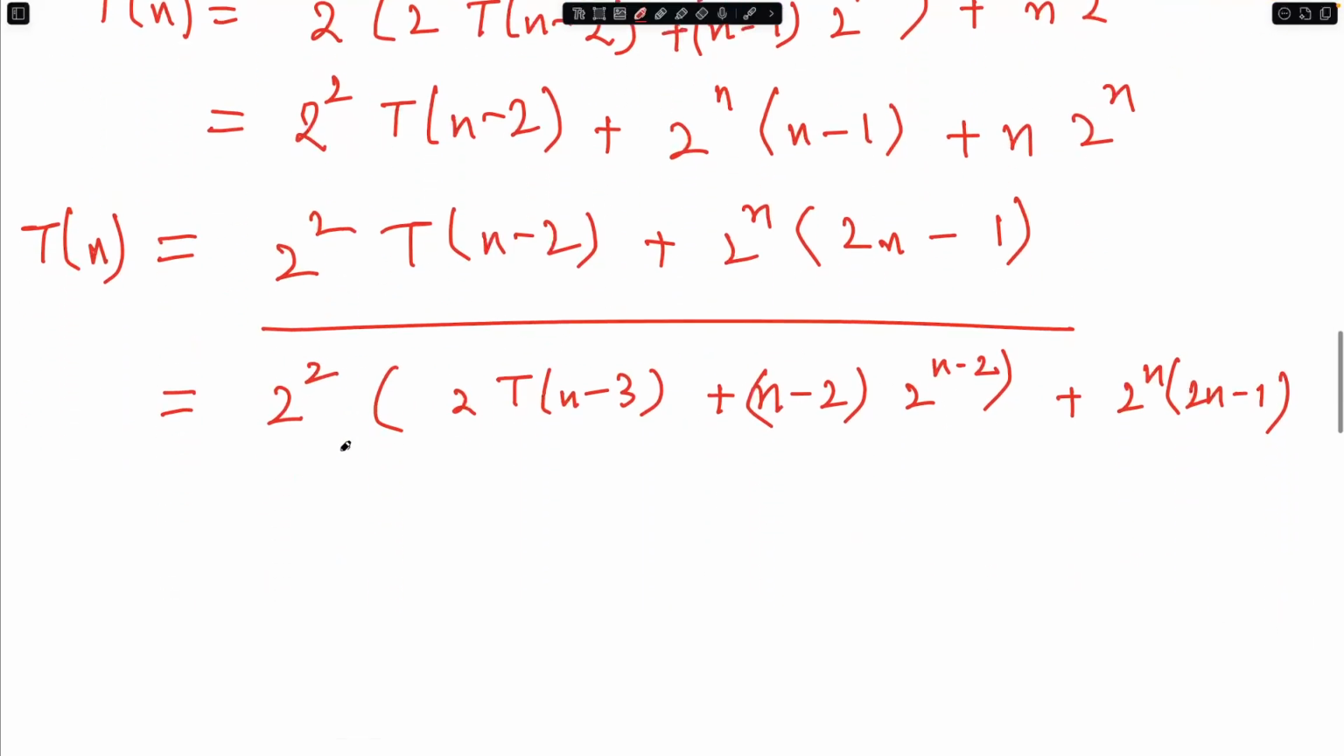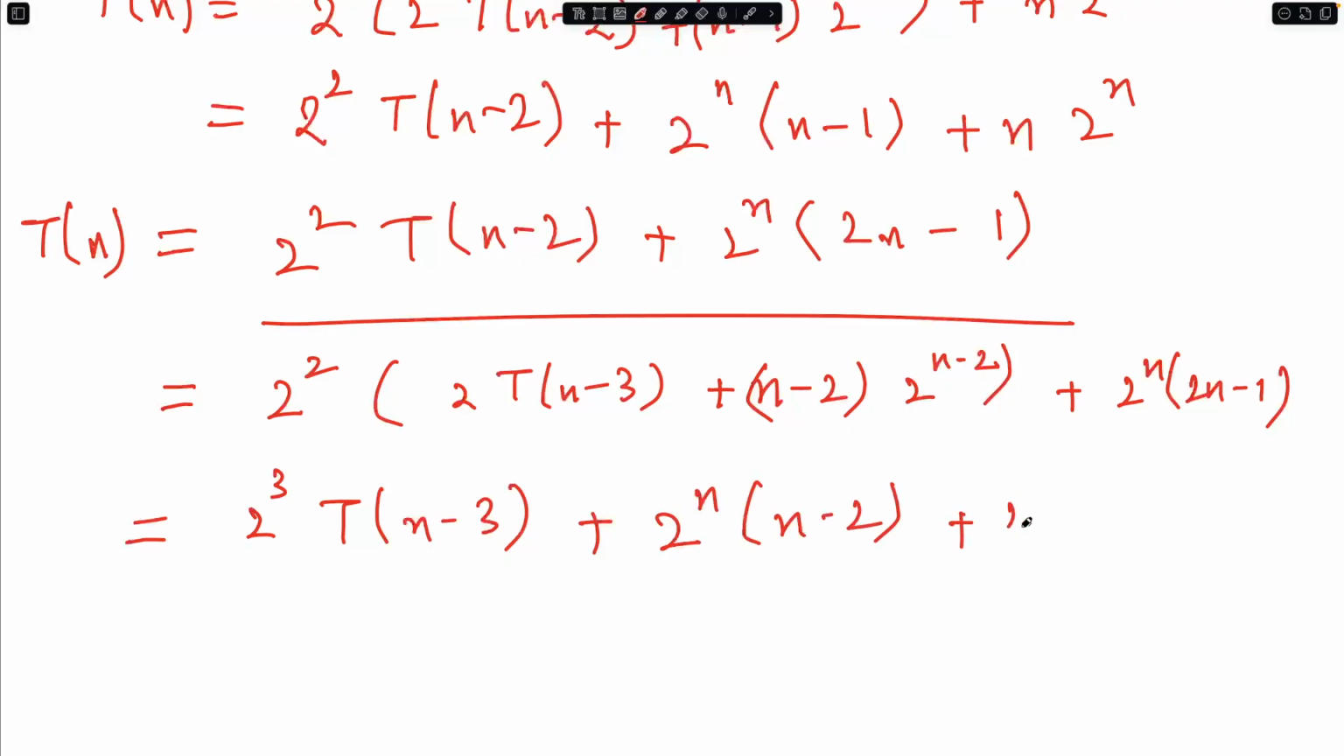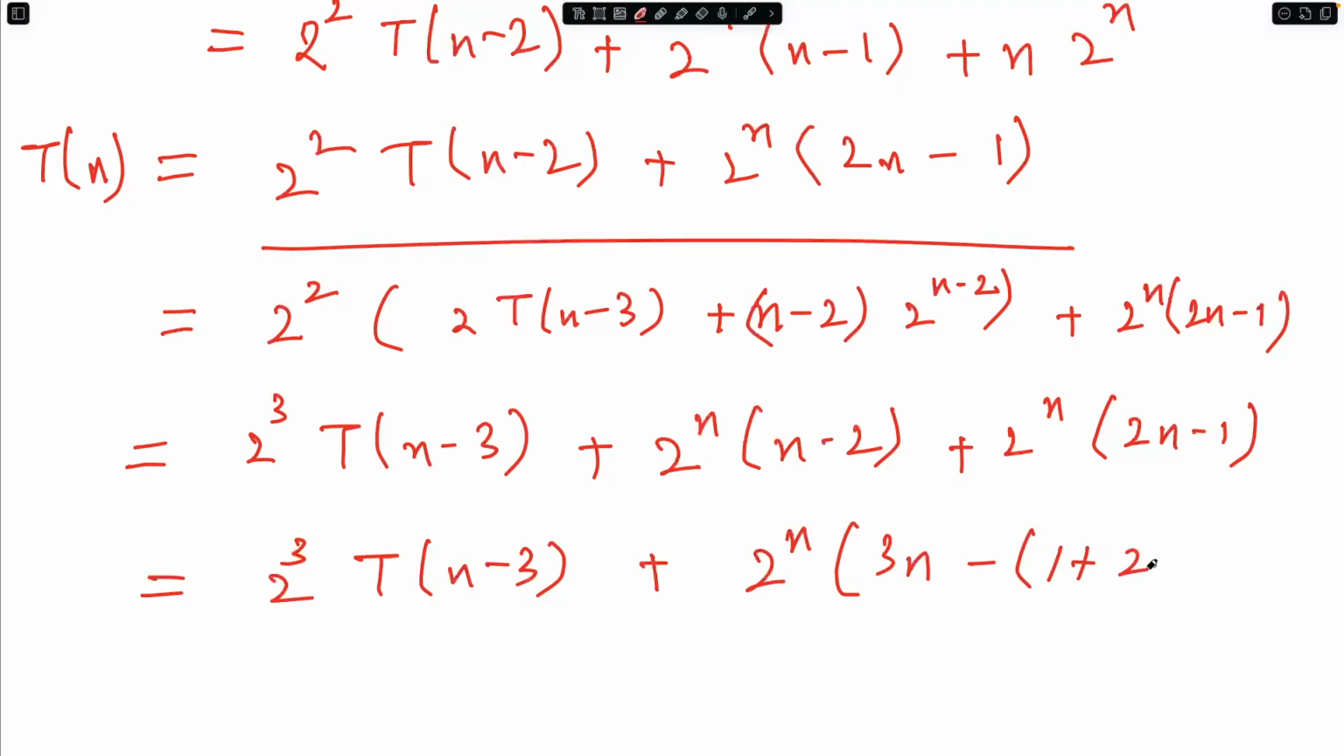Now let's simplify this thing, right? If I were to multiply this over here, this n minus 2 is going to vanish, right? So let's do that, and this multiplied directly with this is going to give me 2 cube Tn minus 3 plus 2n(n minus 2) plus 2n minus 1, right? Once we have this, we can take this and this common to simplify it further. What do we get? 2 cube Tn minus 3 plus 2n(3n minus 1 plus 2), right?